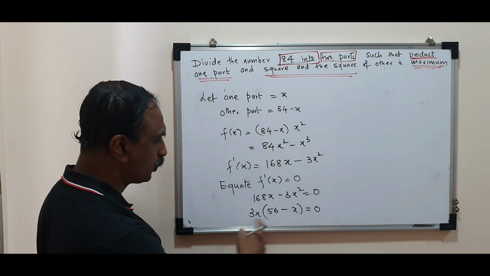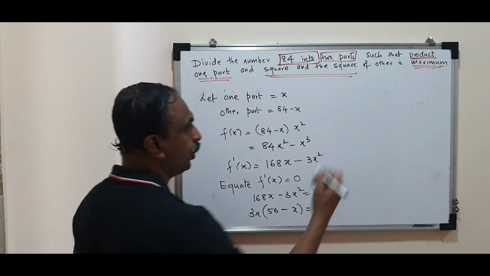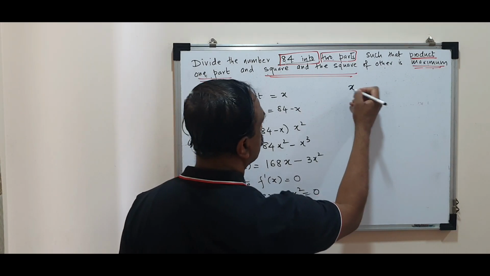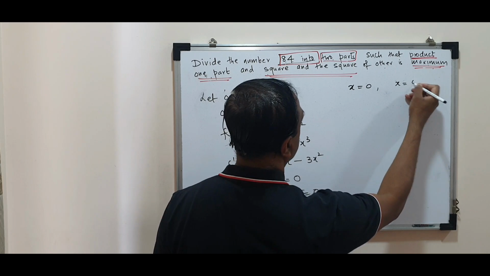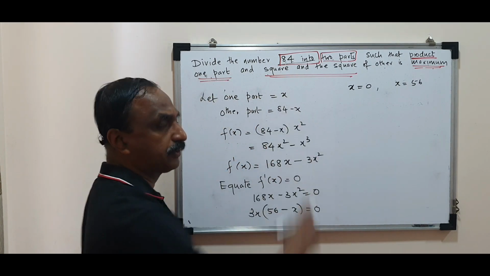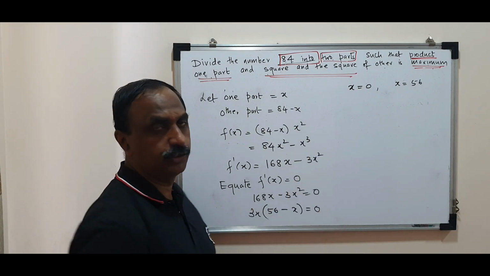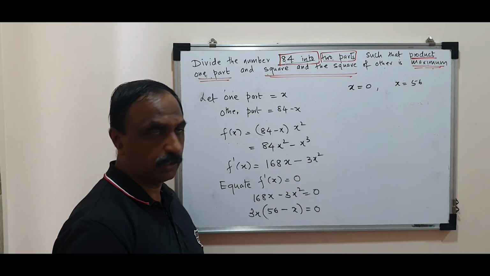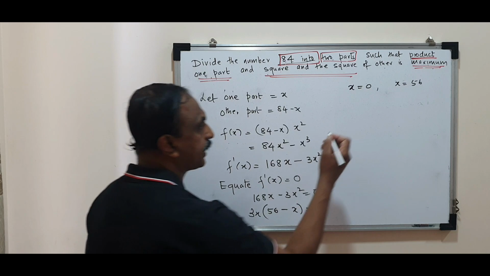So 56 into 3 is 168. So when you equate this, either x is 0 or x equal to 56. Naturally, when x is 0, one part is 0, another part will become 84, and the product will become 0. So I need not bother much about it. So I go for the second derivative.